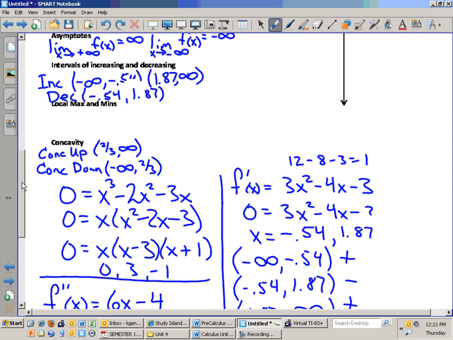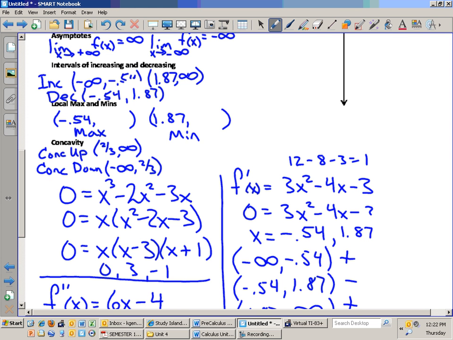I have two interesting points. One would be at negative 0.54, and the other one would be at 1.87. Now, let's figure out what happens there. Is negative 0.54 in the region of concave up or concave down? It's in the region of concave down. So therefore, is it a max or a min? Max. 1.87, is that in the region of concave up or concave down? It's in the region of concave up. So therefore, it is a min.